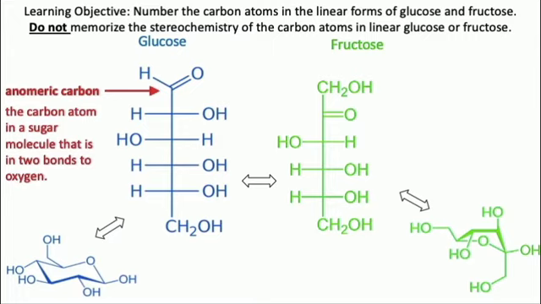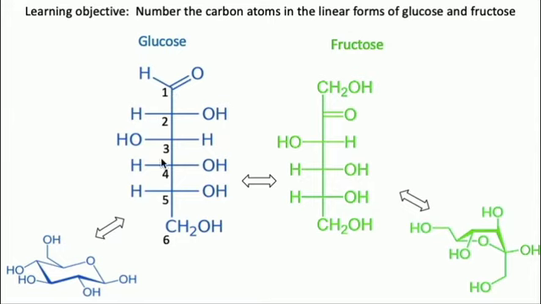Okay, so now we have the anomeric carbon. Number all of the carbon atoms in glucose. Well, using the landmark anomeric carbon, it's easy. 1, 2, 3, 4, 5, 6 going to the far end.